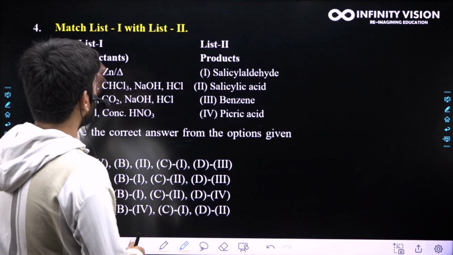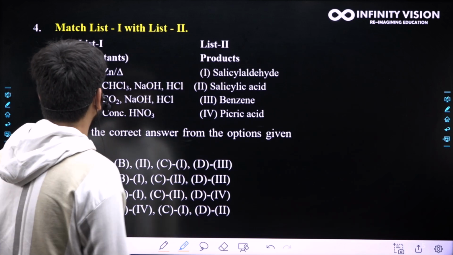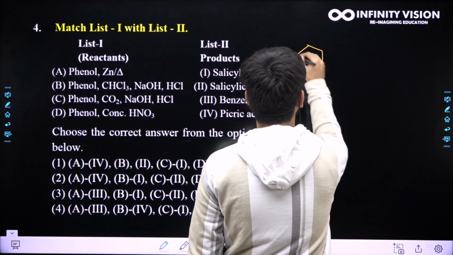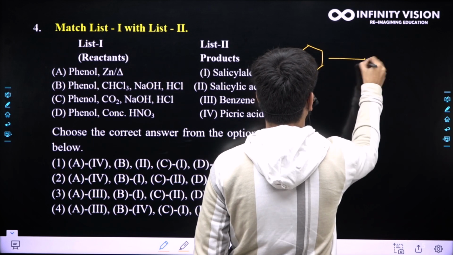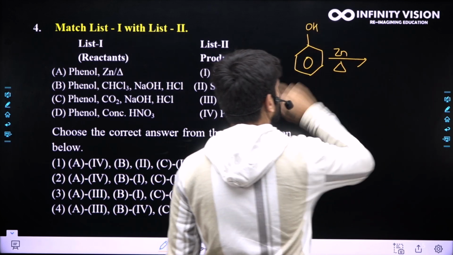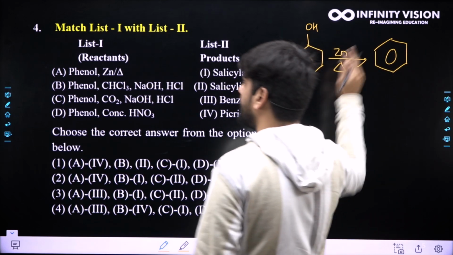So match list 1 with list 2. Here we have a set of reactants, and here we have the products. Let us discuss the A part, phenol. Now we know phenol in the presence of zinc dust, right? What do we end up getting? Phenol in the presence of zinc dust, what we get is benzene, phenol to benzene.